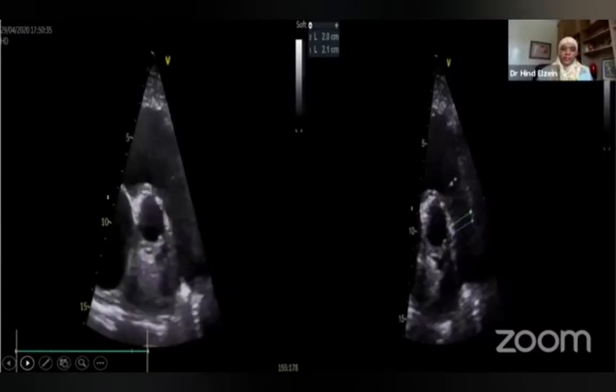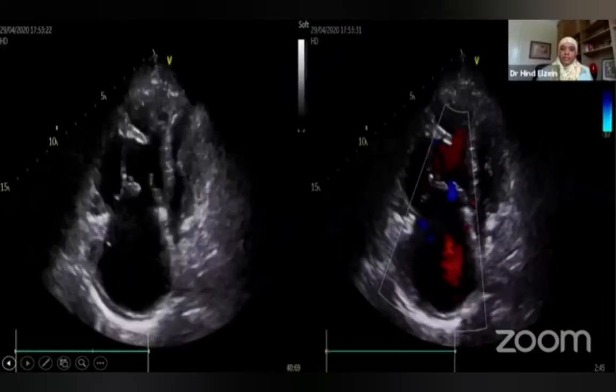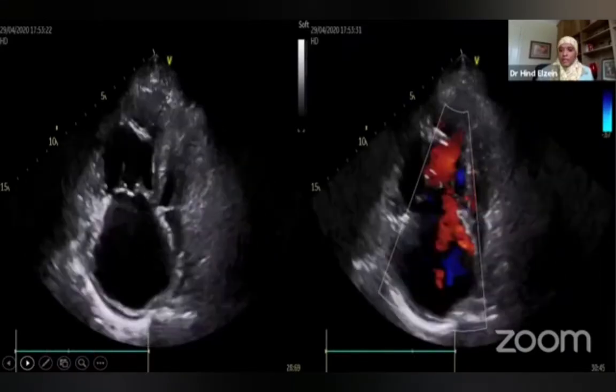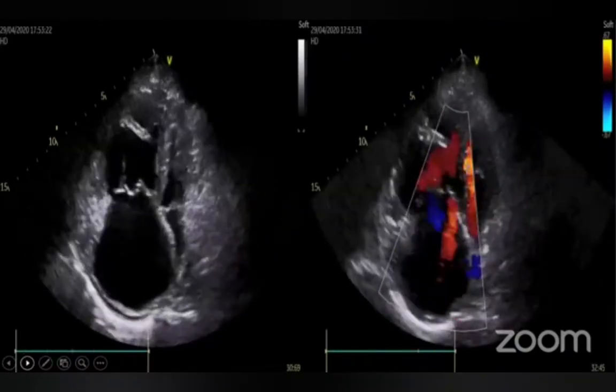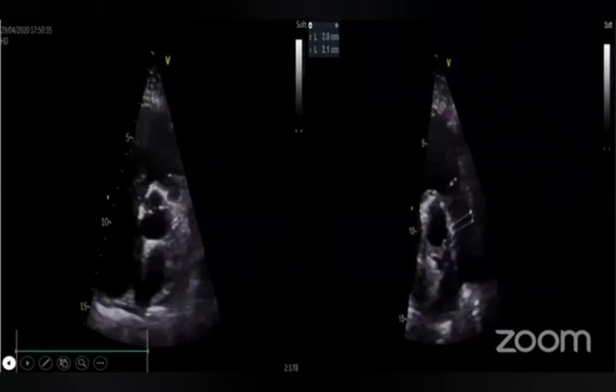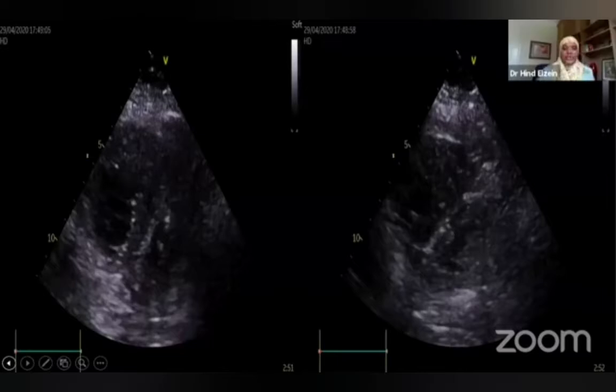Okay, right. These are further images. Dr. Safa, would you like to make your point? Dr. Safa, are you there? Okay. Thank you, Dr. Hind. Now do you want to add any comments?